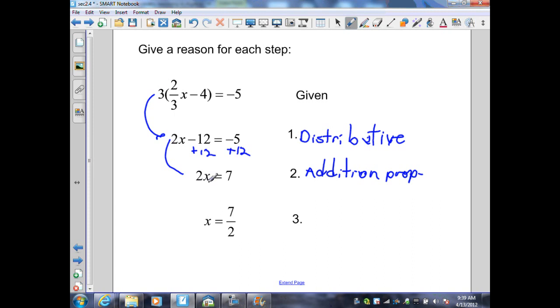To get to the next step, they divided by 2. Therefore, to get the answer x equals 7 over 2, they finalized with the division property of equality. This is something that you have done through algebra. Now what we're doing is just labeling the reason why we're allowed to do that. And that is the properties that were on the previous slides.